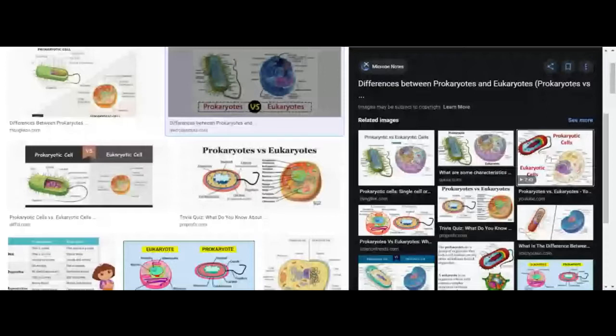The second difference is that they don't have the membrane bound organelles such as mitochondria, endoplasmic reticulum, Golgi bodies. These organelles are not present in this bacteria or prokaryotic cell. So we can say that this is another difference between them. They are always a single cell organism, but eukaryotic cells can be multicellular organisms.